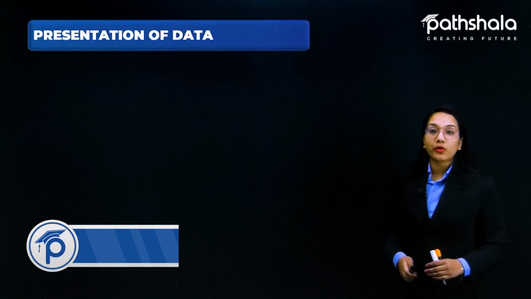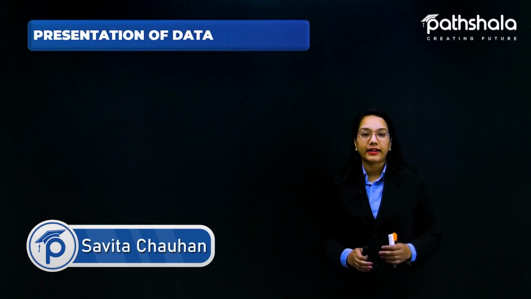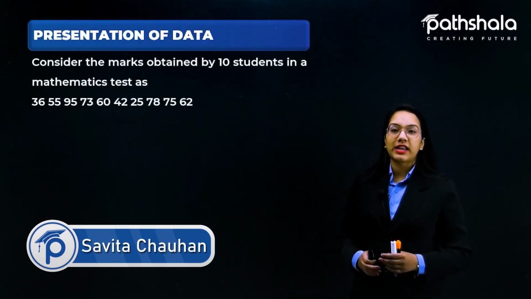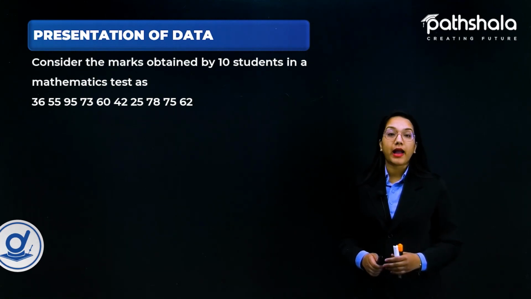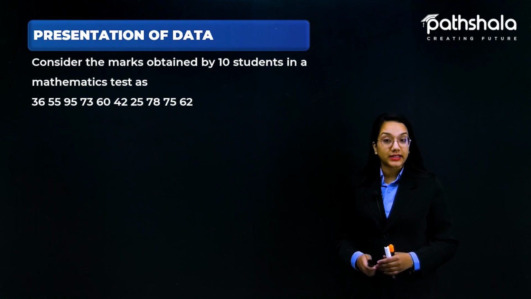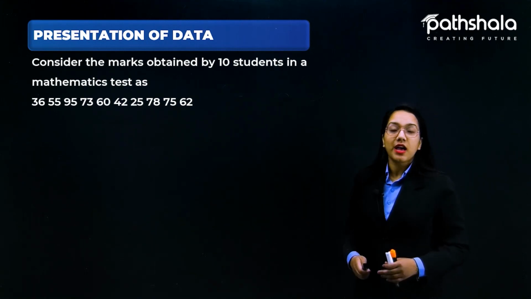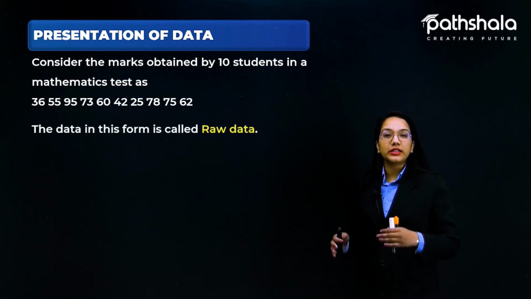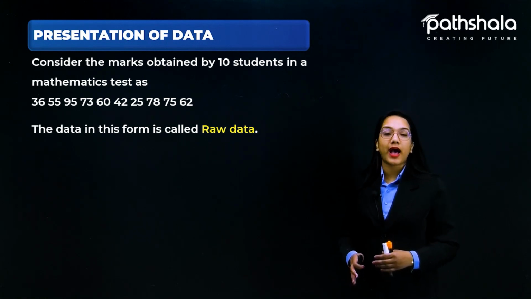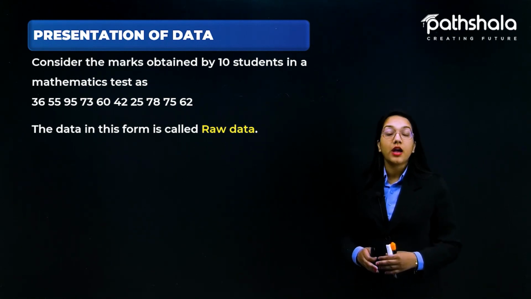Now let's just talk about the presentation of data. For instance, take the marks obtained by 10 students in a mathematics test, given as this. You can see that the data is actually very small. This data in this form is called raw data.